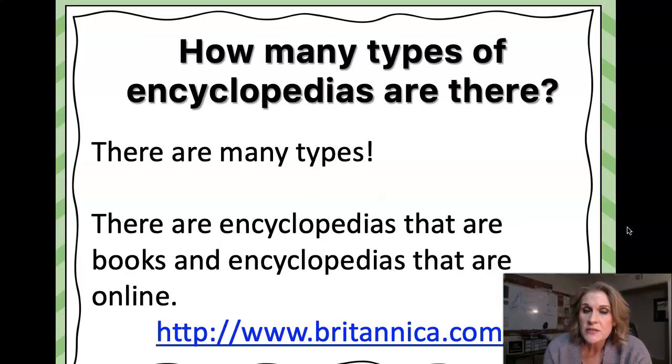How many types of encyclopedias are there? Once again, there are many different types. There are encyclopedias that are a set of books and encyclopedias that are also online. For this week's activities, I suggest using www.britannica.com in case you don't have a set of encyclopedias handy at home.